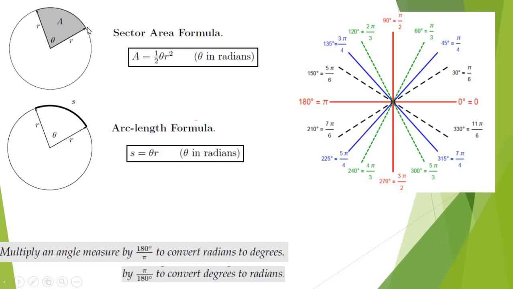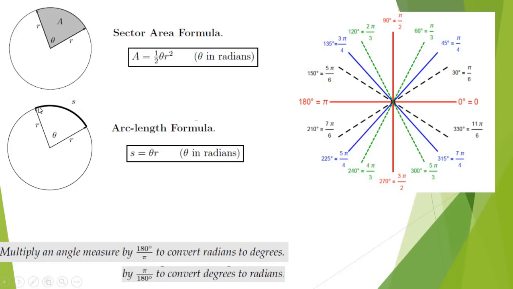So, we have here two very important formulas for determining the sector area and the arc length. Now, suppose you have this sector area, the shaded area A, and we have radius R with angle theta. We will simply use this formula: A equals 1/2 theta R squared. Take note here that the angle theta must be expressed in radians.